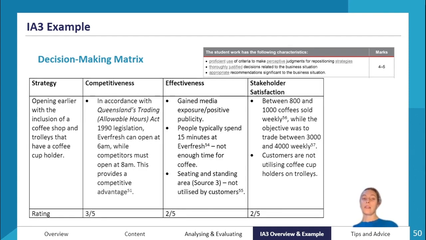And then looking at the second strategy, we've got opening earlier with the inclusion of a coffee shop and trolleys that have a coffee cup holder. So the first one was all about local produce, and this one is all about appealing to people who want that coffee shop offering as well. Competitors have different requirements under the different legislation. So that's something I mentioned in that competitiveness section.